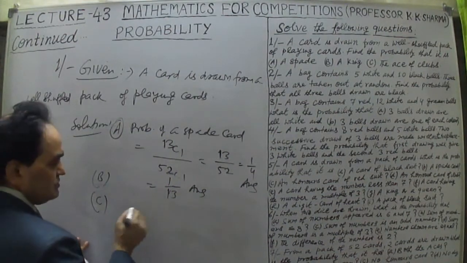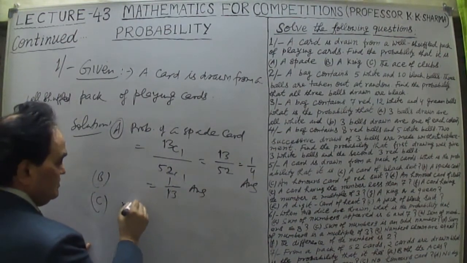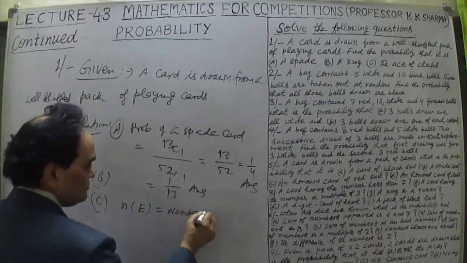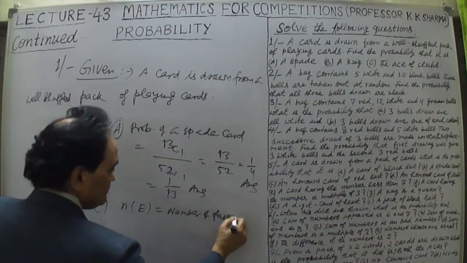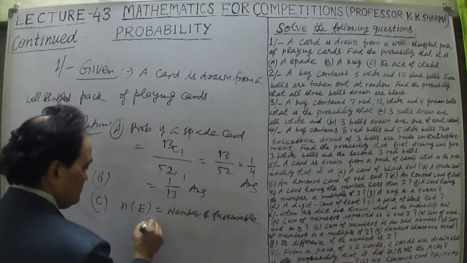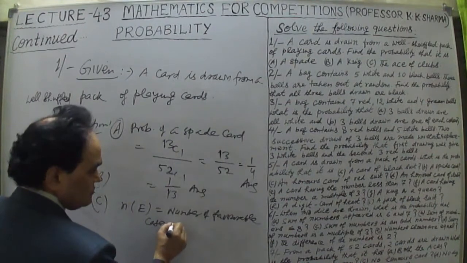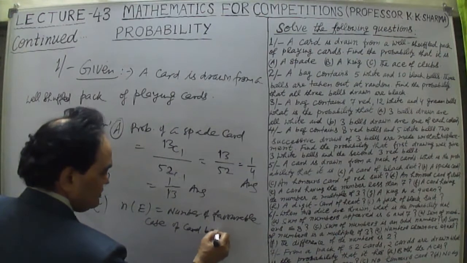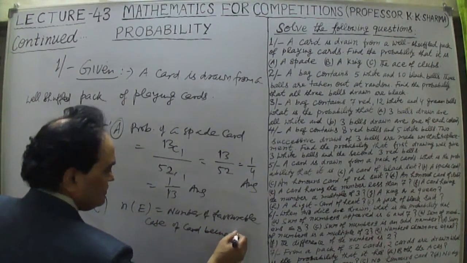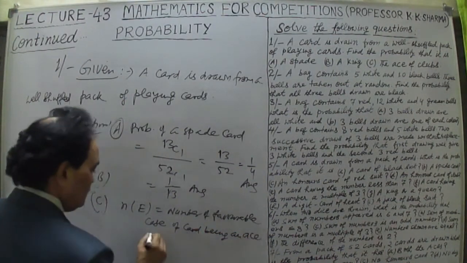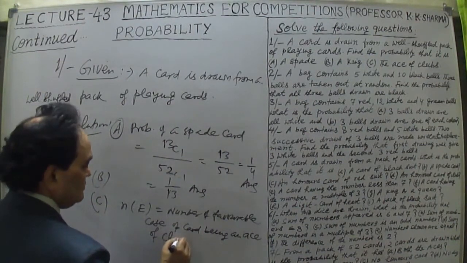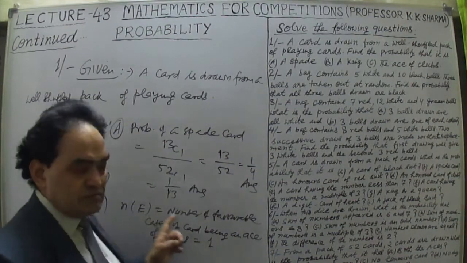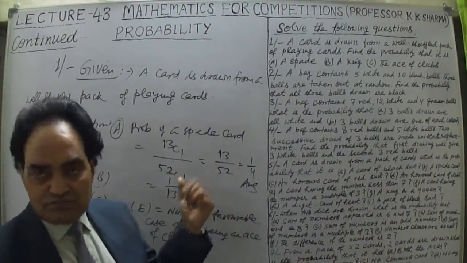Let me take n(E), the number of favorable cases, of the card being an ace of clubs. The ace of clubs is equal to 1 only. The number of favorable cases is 1. So there is one ace of clubs.